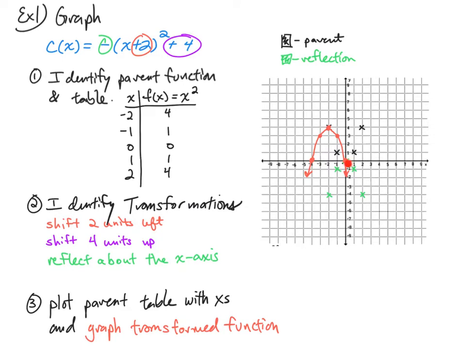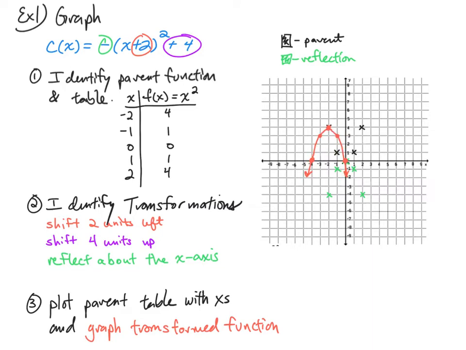From here, well, let's start here. From here I can go 2 left, 4 up, 2 left, 4 up, 2 left, 4 up. I can just follow that pattern indefinitely. If I had more points, I can shift them all 2 to the left and up 4. So I connect all of these, and this is the final resting place for this particular graph.